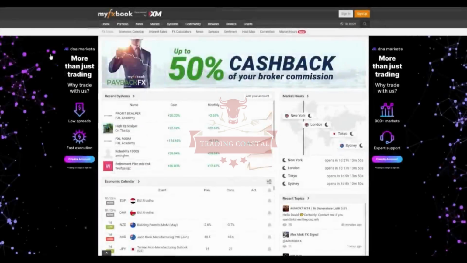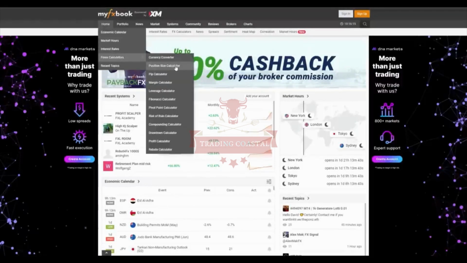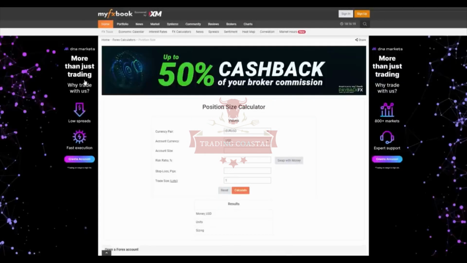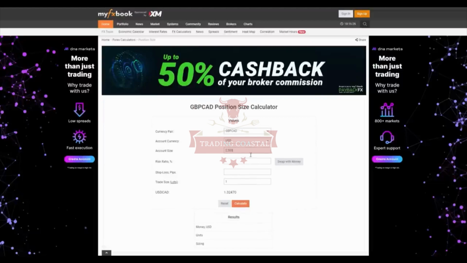To use this tool, go to myfxbook.com, and from the Home tab, select the Forex calculators and position size calculator. Here, you will be able to calculate your lot size. Imagine we want to trade the pound CAD. We have a $2,500 account size, and we want to risk 2% of our capital on this trade. Let's put the stop loss of 20 pips and click on the calculate.